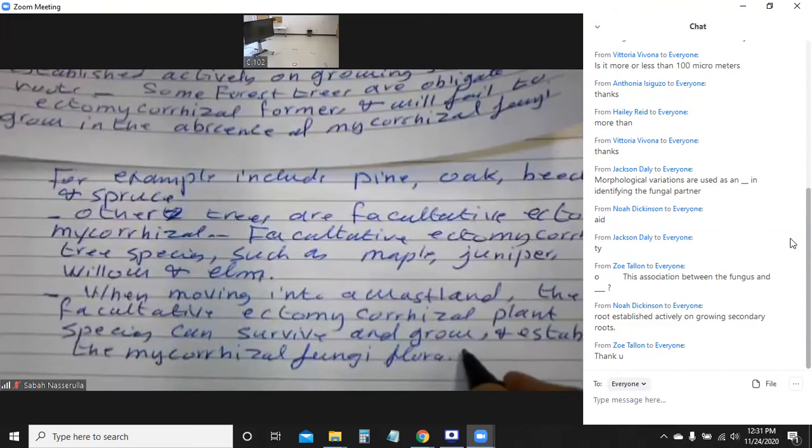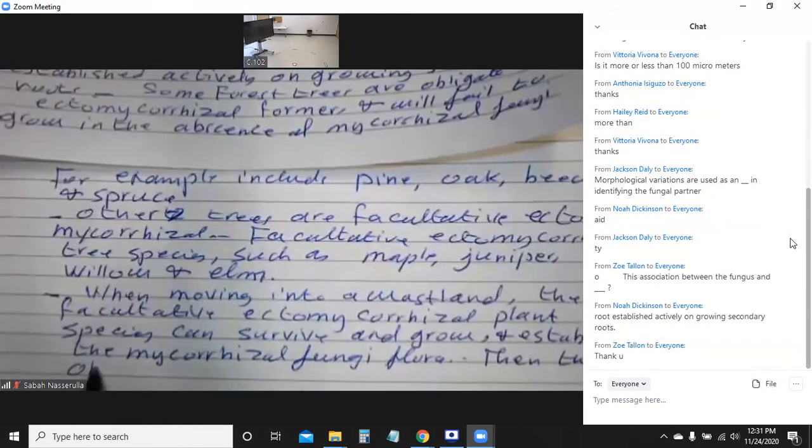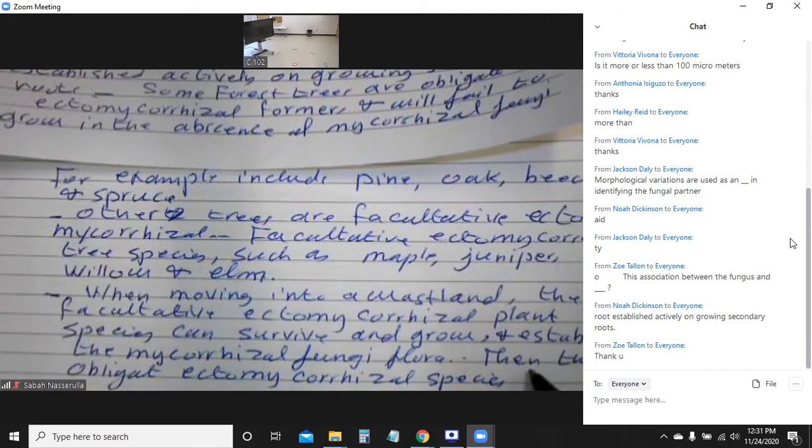Okay, now then the obligate ectomycorrhizal species may eventually become established.